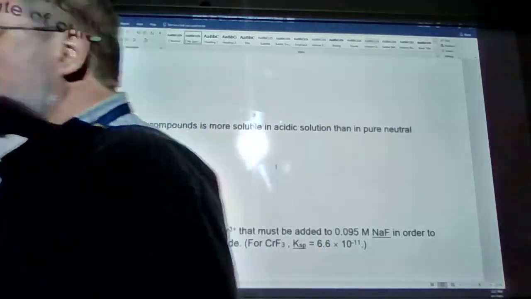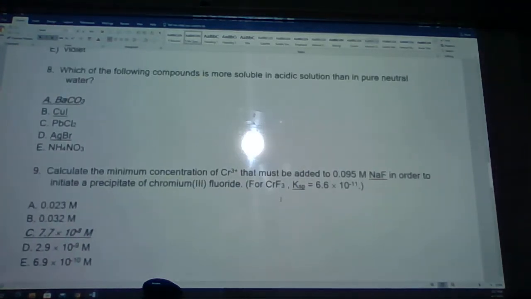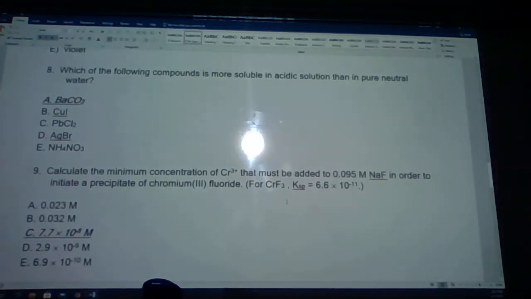Number 9. Calculate the minimum concentration of chromium plus 3 cation that must be added to 0.095 molar sodium fluoride in order to initiate a precipitation of chromium fluoride.